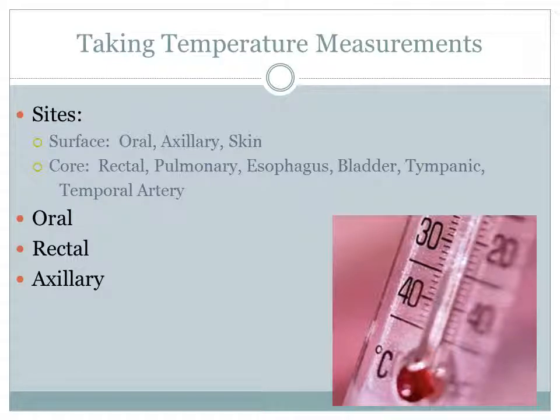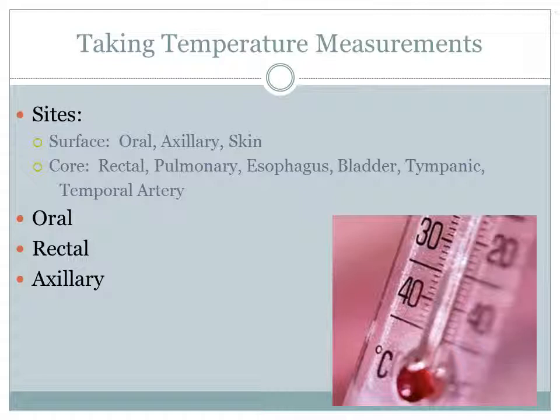When you're taking an oral temperature, make sure that you place the thermometer tip in the sublingual pocket underneath the tongue. The tongue then should be kept down with the mouth and lips closed. Normal oral temperatures are 96.8 to 100.4 degrees Fahrenheit.